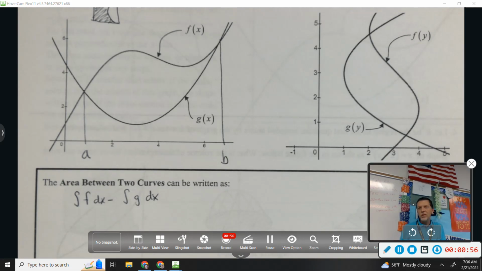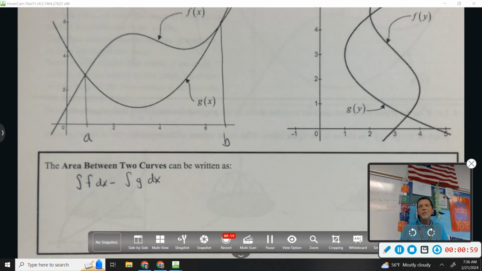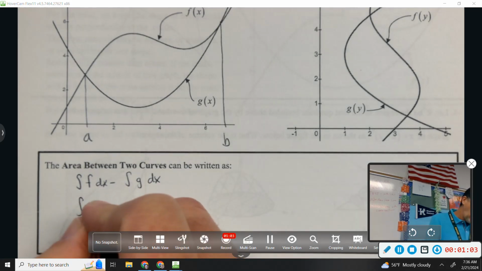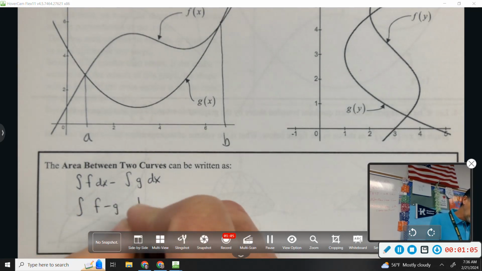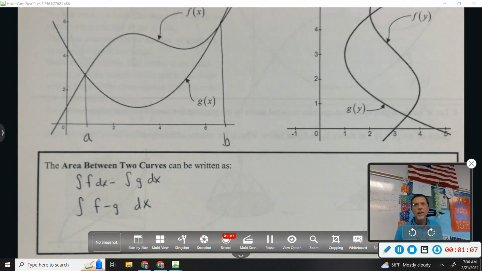That's not wrong, but there's a simpler way to write that. And that is, we could just do F minus G. That's the same thing. So Bryce, what you said was right. You could do it that way every time. It's just when we get to using a calculator, it's going to be easier to put in one integral rather than two integrals. But those are exactly the same thing.